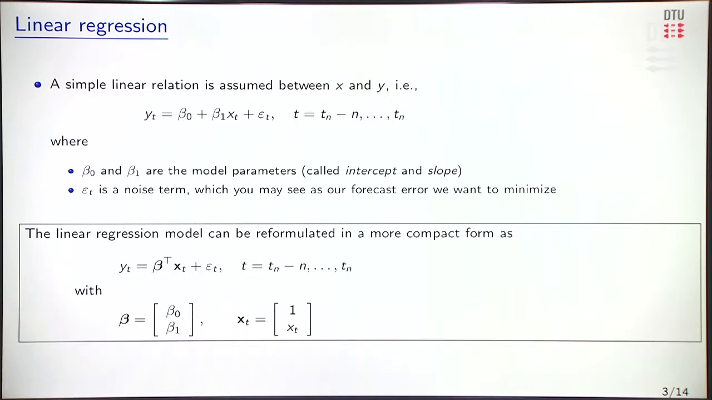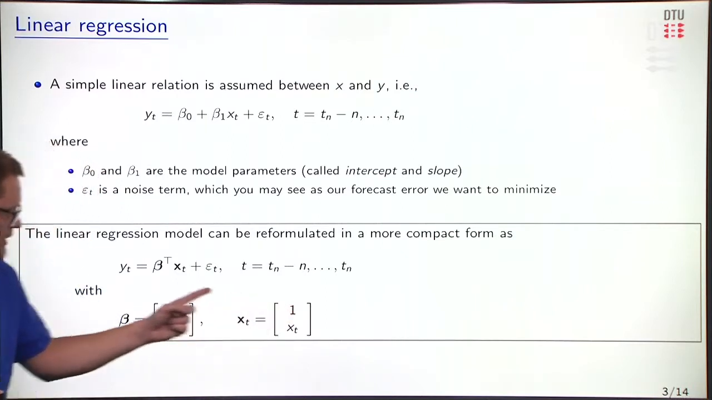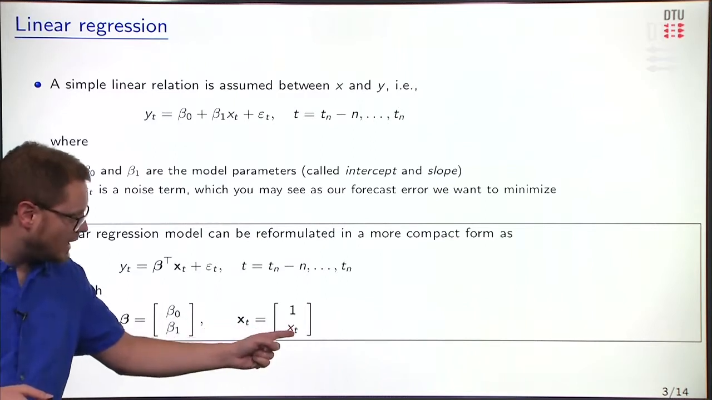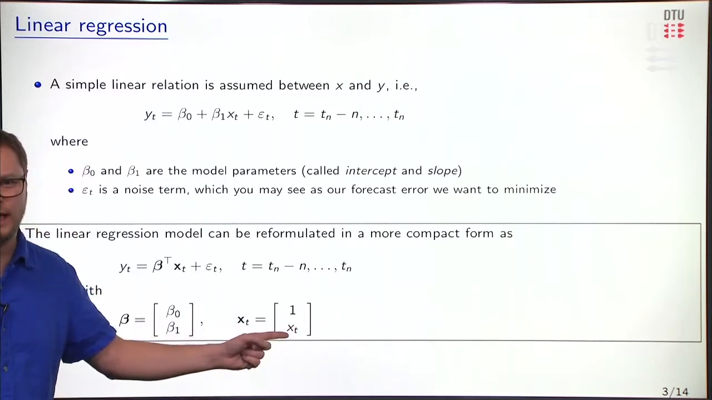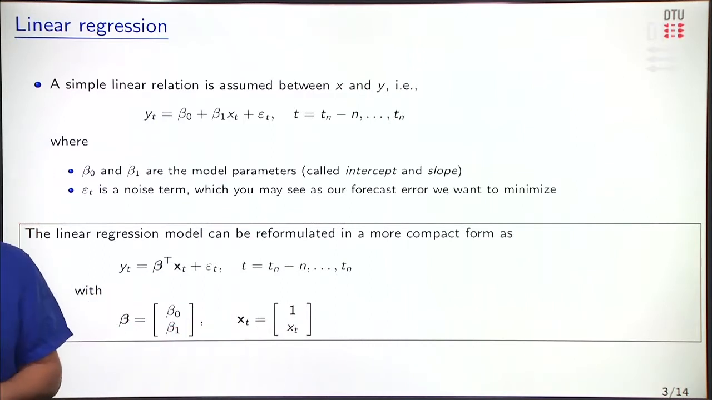A linear regression model can be reformulated in a more compact form, and it's easier to handle. There, yt is equal to bold beta transpose times bold xt plus the residual, and this for each time t in the past for which we collected data. There, bold beta is a vector that is composed of the two coefficients, beta 0 and beta 1, and bold xt is a vector that is composed of 1, so it's going to be 1 times the intercept, and xt, the measured value of x at time t, because it's going to be multiplied by beta 1 through this relationship.